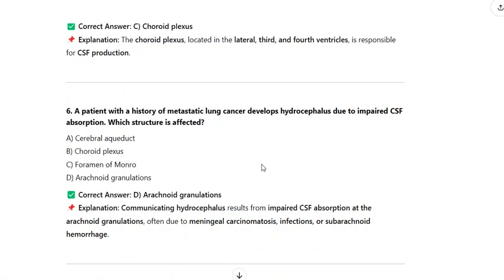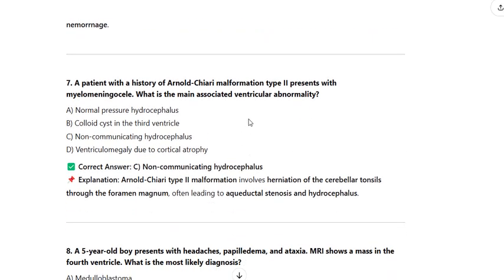or subarachnoid hemorrhage. 7. A patient with a history of Arnold-Chiari malformation type 2 presents with myelomeningocele. What is the main associated ventricular abnormality? A. Normal pressure hydrocephalus. B. Colloid cyst in the third ventricle. C. Non-communicating hydrocephalus. D. Ventriculomegaly due to cortical atrophy. Correct answer, C. Non-communicating hydrocephalus.